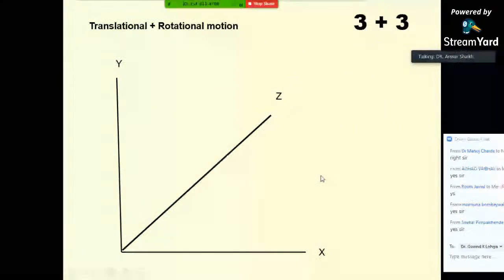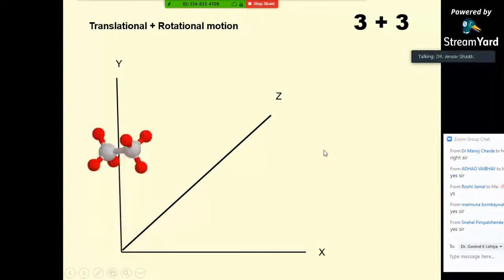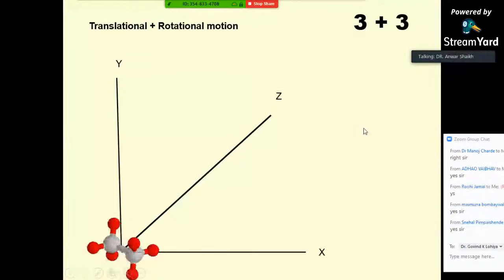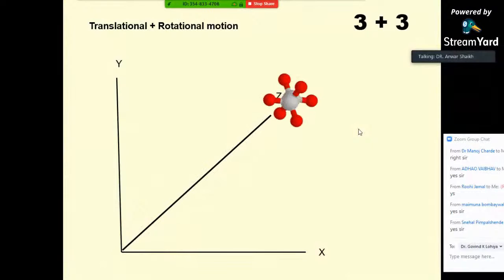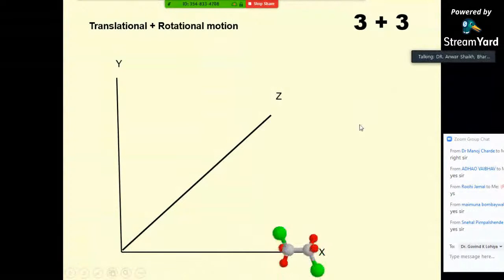So let us see here, I am showing you a non-linear molecule, translational and rotational both. Now the molecule is rotating along the y-axis and it is translating along the y-axis. In the same way, it is rotating along the z-axis and translating along the z-axis, and rotating along the x-axis and translating along the x-axis. That's why a total of 3 plus 3, 6 rotational and translational. So its vibrational will be 3n minus 6.